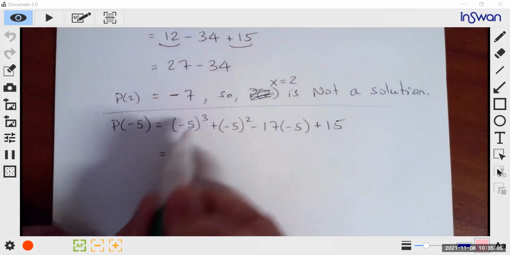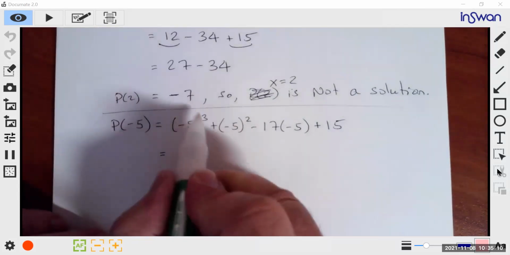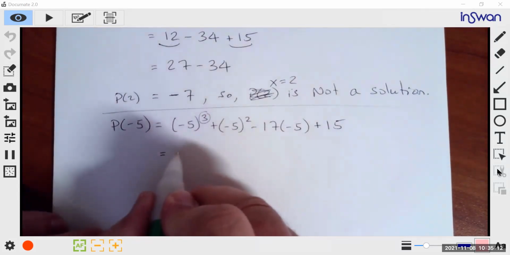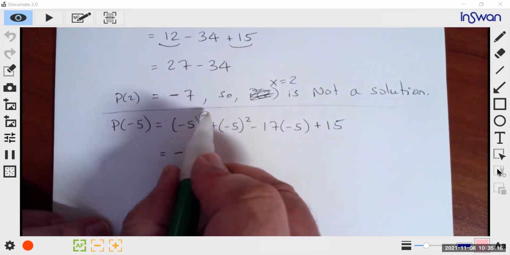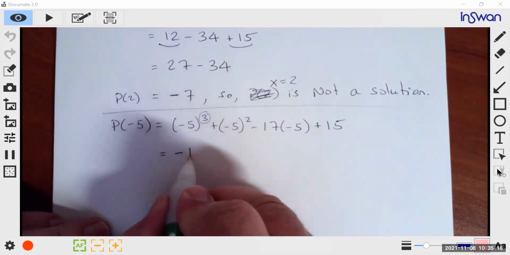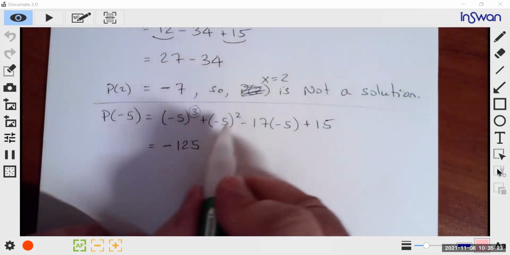For the first one, negative 5 cubed. Is the answer going to be positive or negative? Negative, yeah, because the power is odd. So the answer is going to be negative. 5 cubed: 5 times 5 is 25. 25 times 5 is 125.